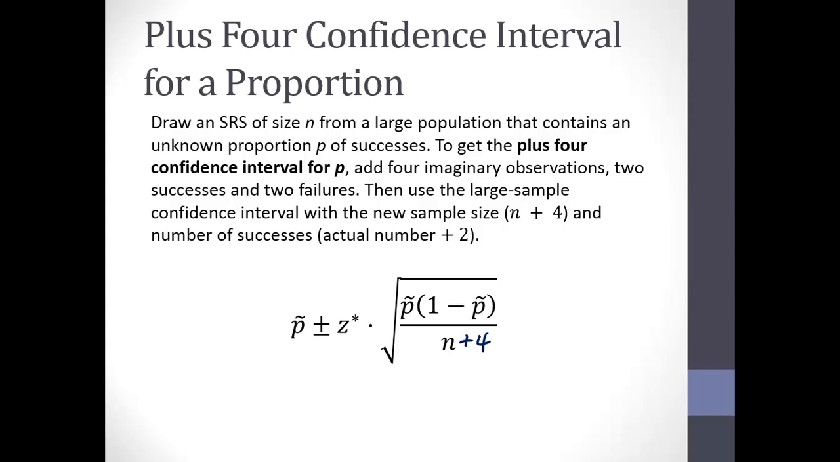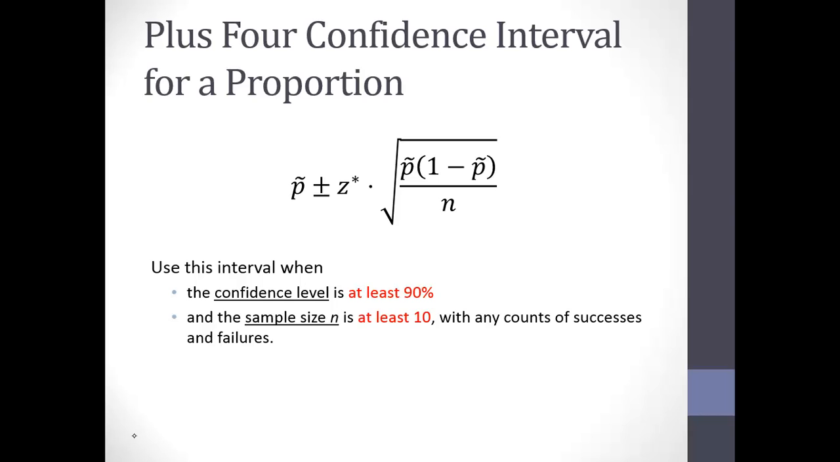All right, so this is our backup option here for a confidence interval. And we want to use this +4 interval under certain conditions. We want to make sure the confidence level is at least 90%, which is a small catch but not too serious. And then the good news here is that we can use this when our sample size is at least 10. So it doesn't matter what our counts of successes and failures are. As long as the sample size is at least 10, we can use this, and that should almost always be the case. If you have a sample of less than 10, that's really small.